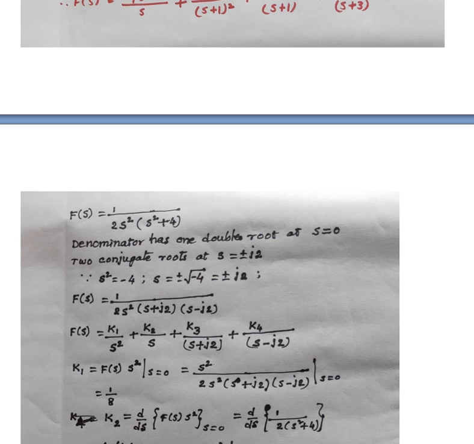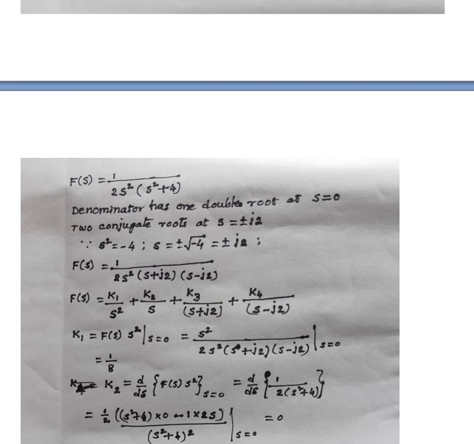Whatever value that we get, that is called k1. So look at this. F of s is this. Multiply that with s square. So that is what we have written here: s square divided by 2s square into s plus j2 into s minus j2. This s square is going to get cancelled and you will end up with 1 by 2 into s plus j2 into s minus j2. Put s is equal to 0. Then after simplification, we get 1 by 8.